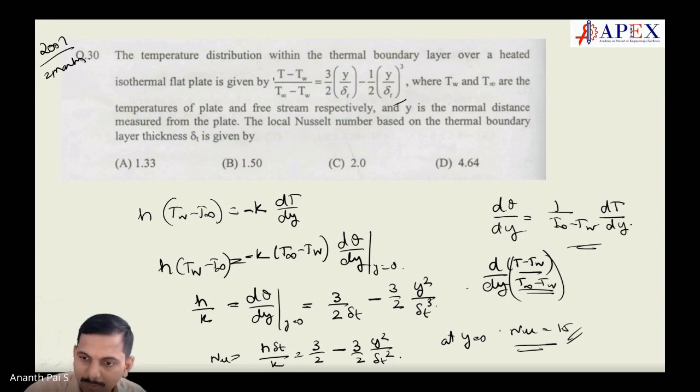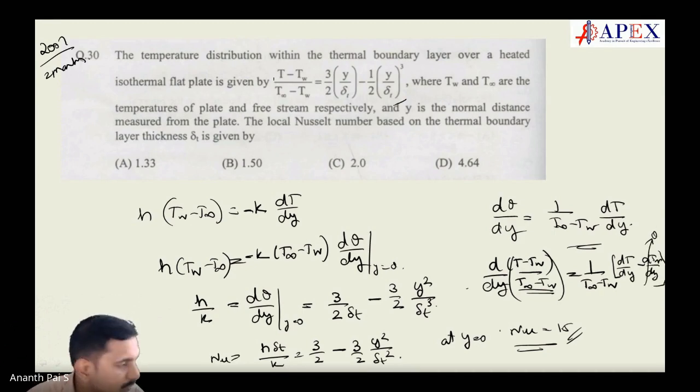So what this will be is 1 by T infinity minus Tw coming out because it is constant, and then you have dT by dx dy plus minus dTw by dy, and dTw by dy is equal to 0. That's all.